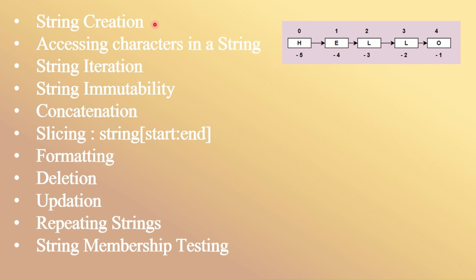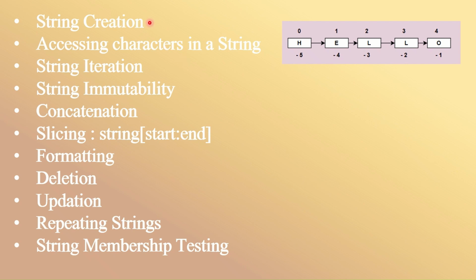In today's session, I would like to discuss these many topics. That includes string creation first of all, then accessing characters in a string, followed by iterating through each and every character in a string, and then handling immutability in Python. Then concatenation, how we're going to combine two or multiple strings, followed by slicing: if you want to access a set of characters in a string, how we're going to do that. Then formatting a string whenever we have different types of variables, followed by deletion and updating a string, as well as repeating strings a number of times, and then finally string membership testing.